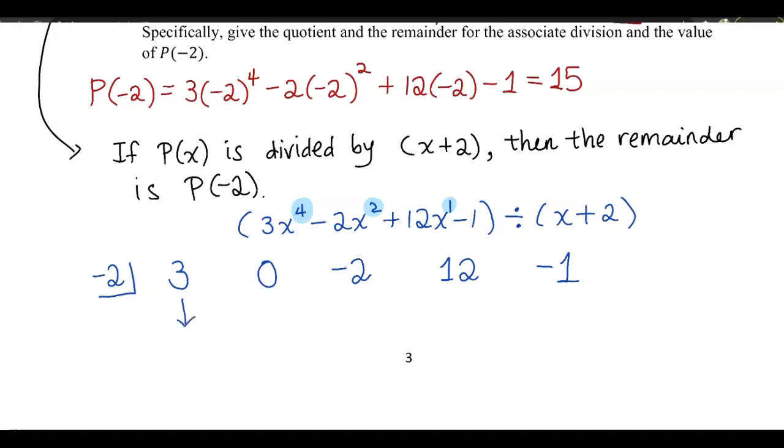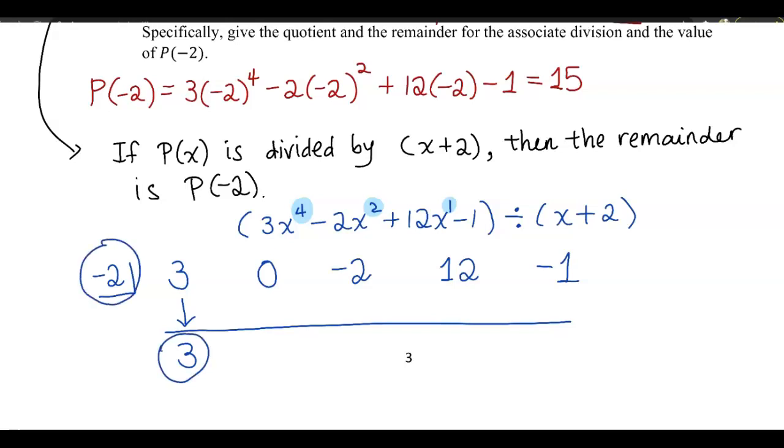I bring down the 3 without doing anything. And then we multiply negative 2 times 3. We put that negative 6 down under the 0, and we will add vertically. 0 plus negative 6 is negative 6. We multiply again. Negative 2 times negative 6 is positive 12. I put the 12 down here. And then it's time for us to add again. If I add negative 2 plus 12, I will get 10.